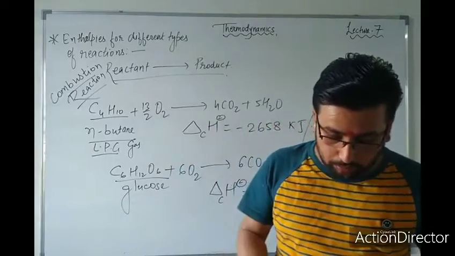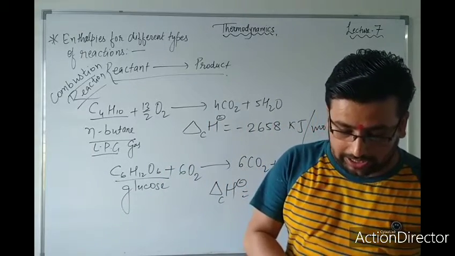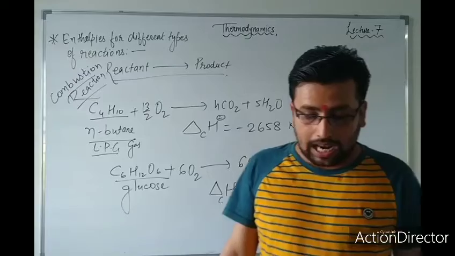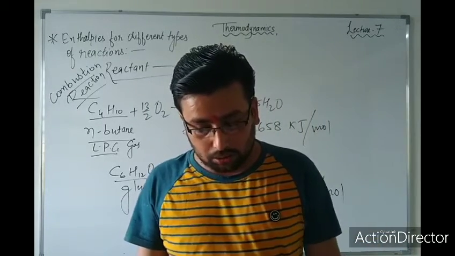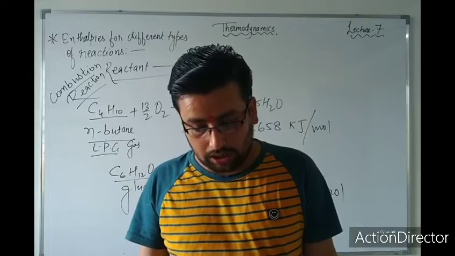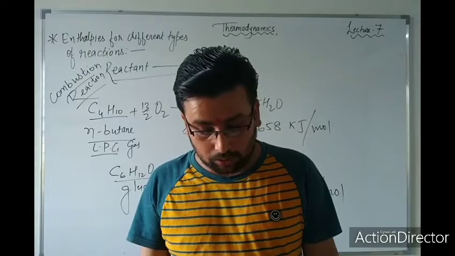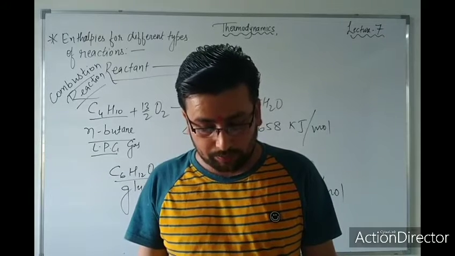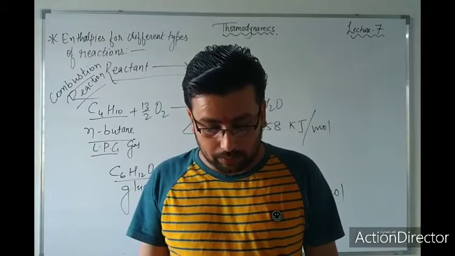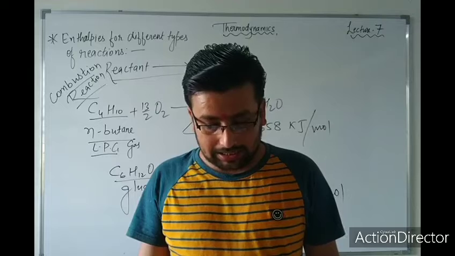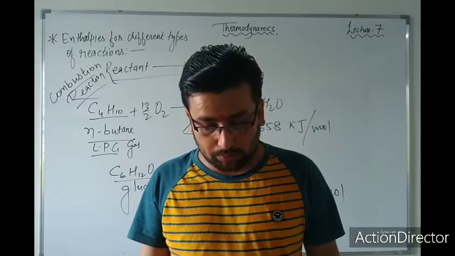The combustion of 1 mole of benzene takes place at 298 Kelvin and 1 atmosphere. After combustion, carbon dioxide and water are produced and 3267 kilojoule of heat is liberated. Calculate the standard enthalpy of formation of benzene. Standard enthalpy of formation of carbon dioxide and water are minus 393.5 kilojoule per mole and minus 285.83 kilojoule per mole.